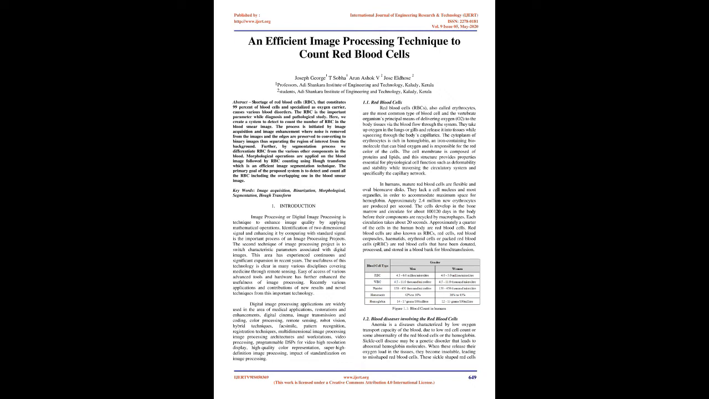1. Introduction. Image processing, or digital image processing, is a technique to enhance image quality by applying mathematical operations. Identification of a two-dimensional signal and enhancing it by comparing with a standard signal is an important process of image processing projects. The second technique of image processing projects is to switch characteristic parameters associated with digital images. This area has experienced continuous and significant expansion in recent years.